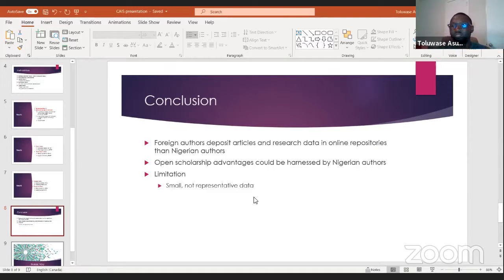Yeah, so the limitation of the study: the data set is very small. It's not representative. NLP, natural language processing, is just a small area of computer science. It's a small area of knowledge from Nigeria. So this cannot be generalized. However, this is research that calls for further research, finding out how it is in other disciplines.